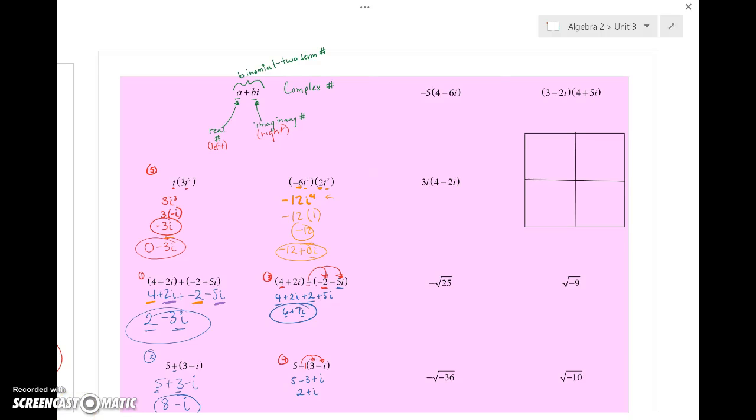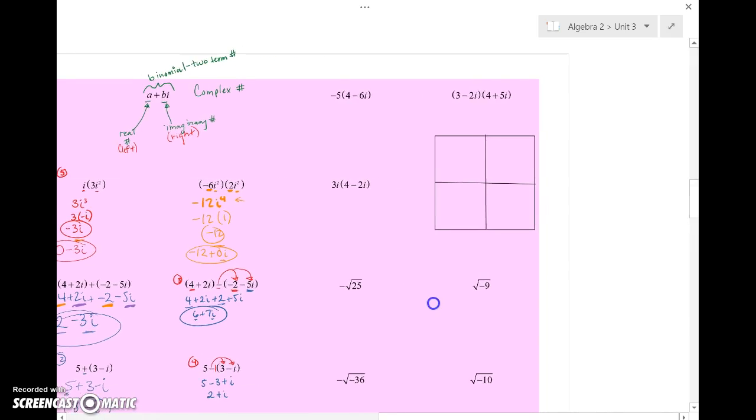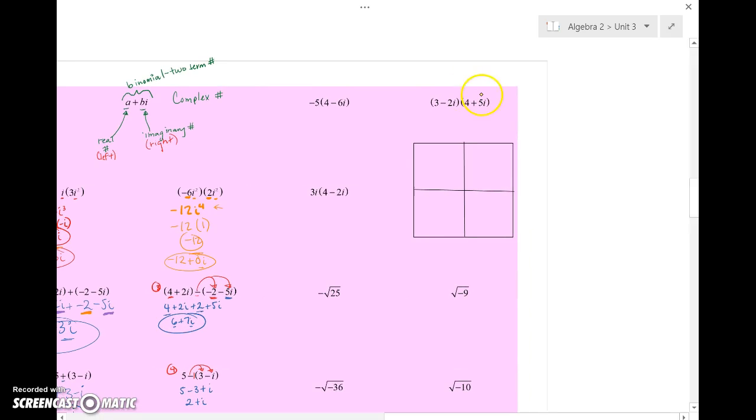Hey guys, so here's the second video. We're going to work on the right side of your sheet here. We're going to do some more multiplying of these complex numbers. So this one, if you haven't already figured it out, is simply distributing.